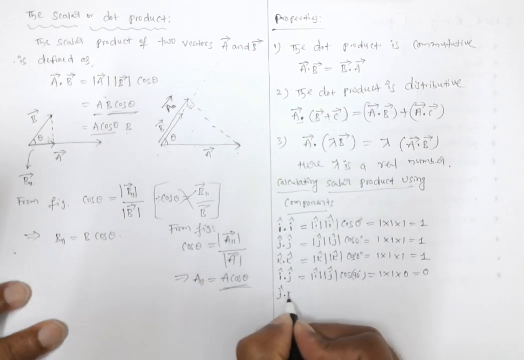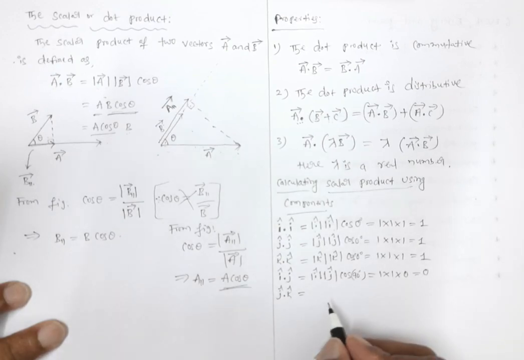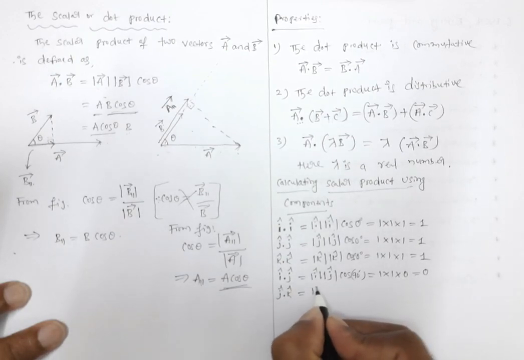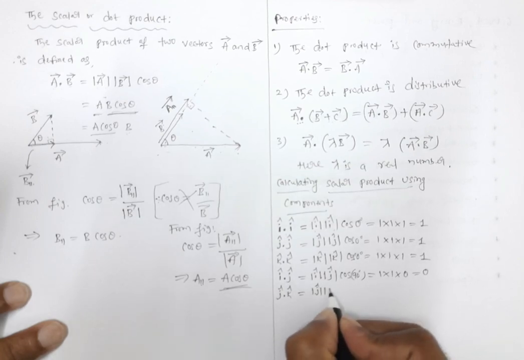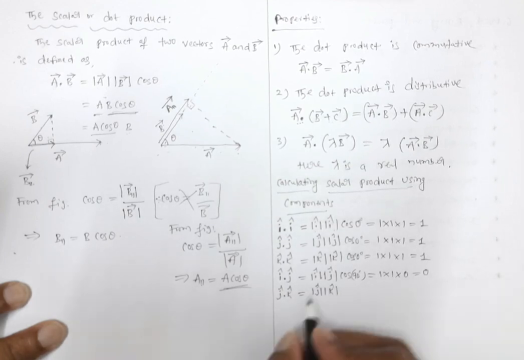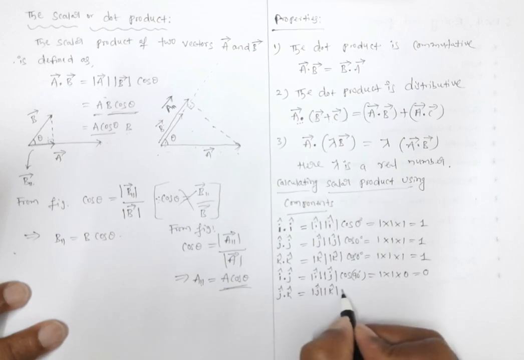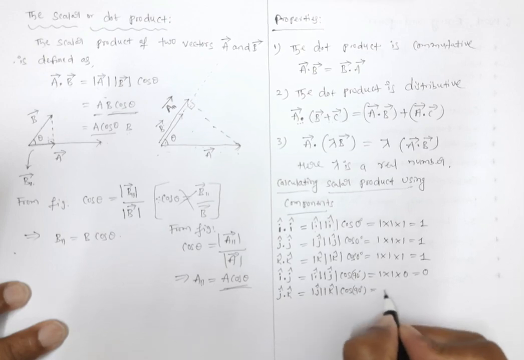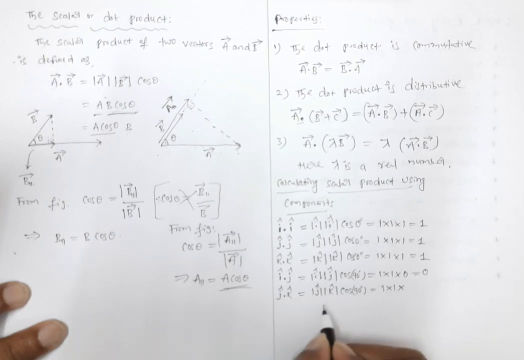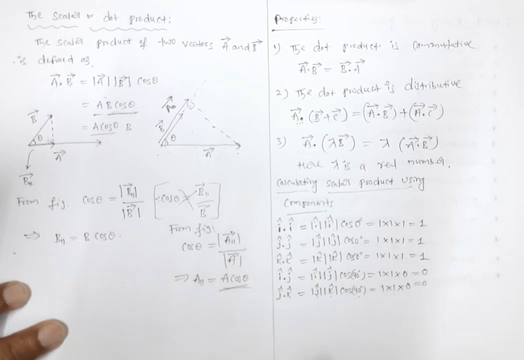In a similar manner, now let us take j cap dot k cap. Now magnitude of j cap, magnitude of k cap, and the angle between j cap and k cap. j cap is the unit vector along plus y-axis, k cap is the unit vector along plus z-axis. So the angle between y-axis and z-axis is 90. So the angle between j cap and k cap is also 90. So here we take cos of the angle between the two vectors, cos 90. The magnitude of this one is 1, magnitude of this one is 1, and cos 90 equals 0. So we get 0.